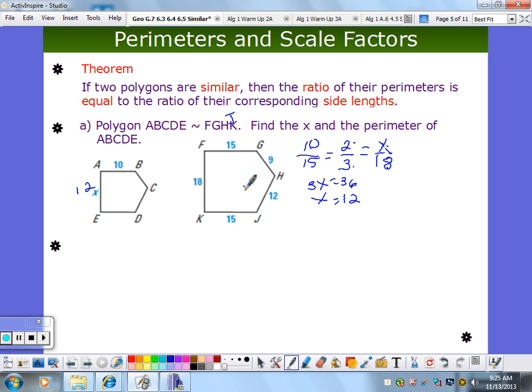Somebody add this up for me. What does that perimeter add up to? 69? I think that's what it is. Is that what it is? You got 70? No.